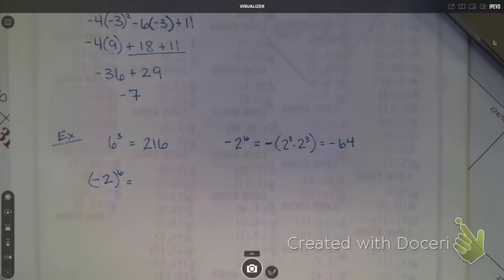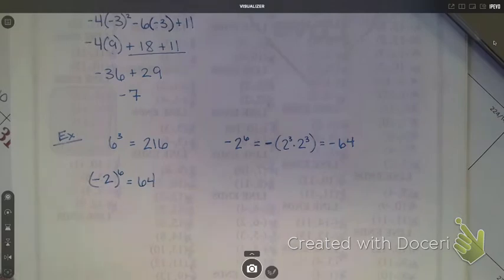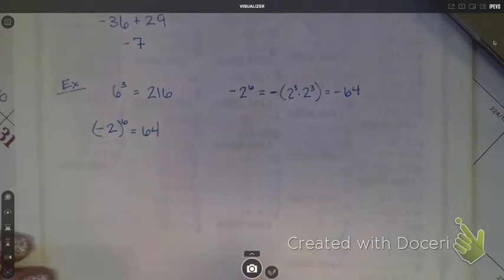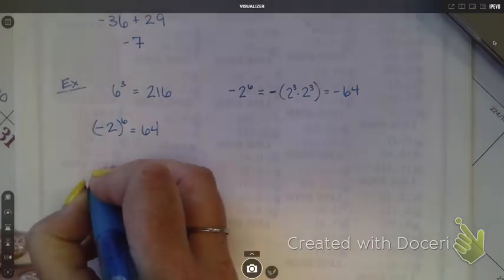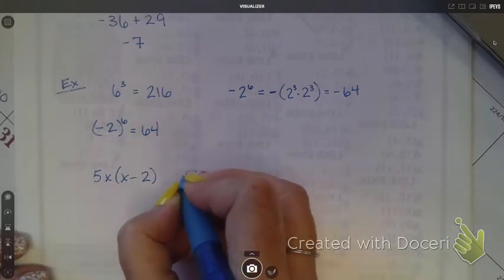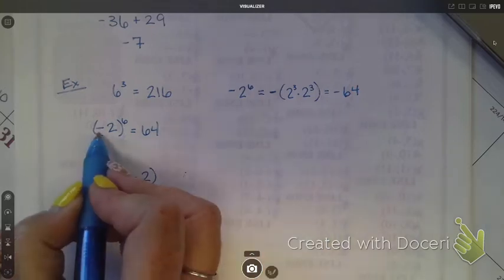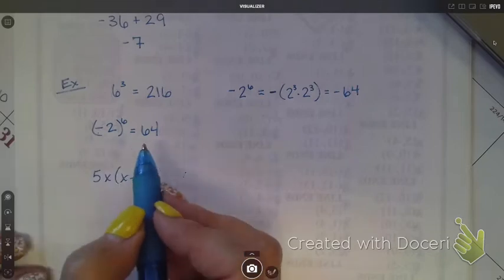Okay, now (-2) to the 6th with parentheses. What's the difference in my answer? The parentheses means 6 negatives, so it's going to be a positive, so the answer is going to be what? 64. Wouldn't that be a negative 64? No, because this would be negative 2 times negative 2 times negative 2 times negative 2, and so on, six times.